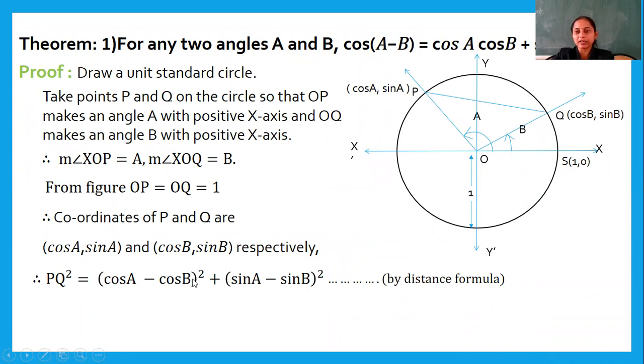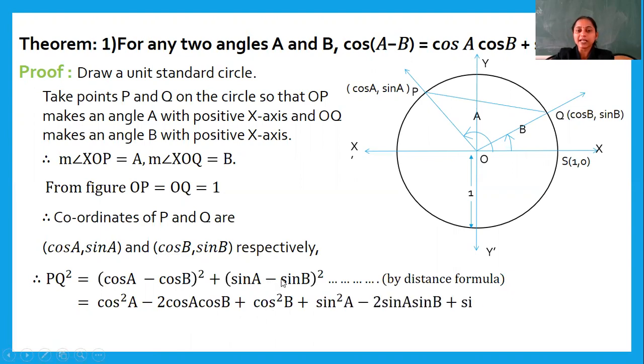(A minus B) whole square is A square minus 2AB plus B square. So this is cos square A minus 2 cos A cos B plus cos square B. (Sin A minus sin B) whole square is sin square A minus 2 sin A sin B plus sin square B. Now combine cos square A and sin square A, cos square B and sin square B, and take this minus 2 common from these two terms.